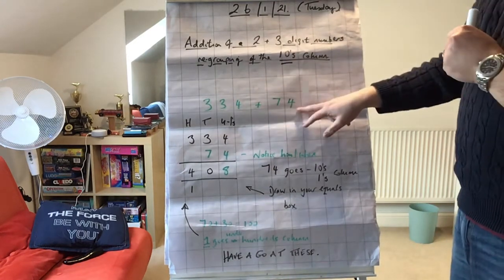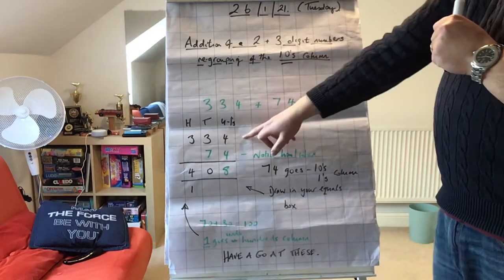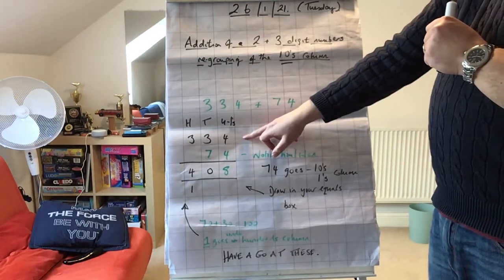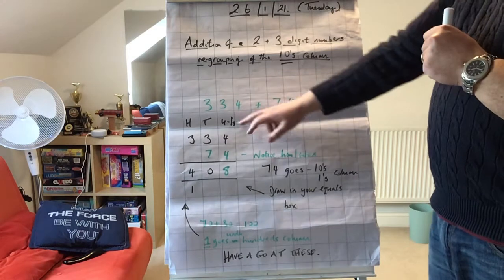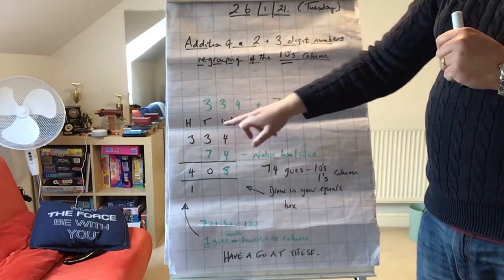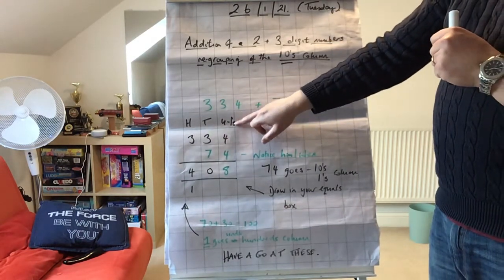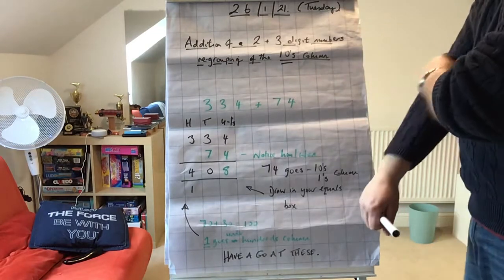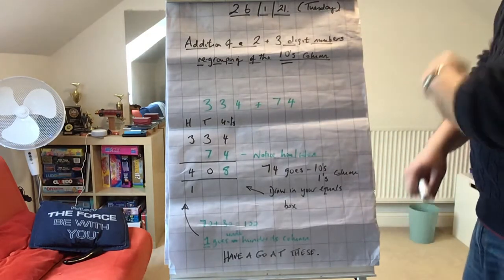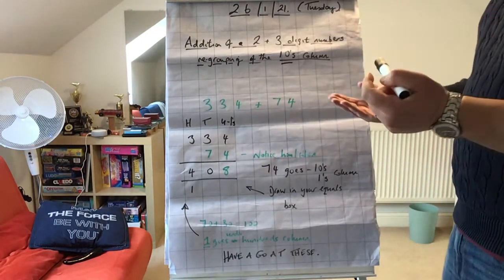A 3-digit number added to a 2-digit number. Turn it into a column addition sum, and you must do that. Don't try and add it up this way, okay? I've labelled my columns: hundreds, tens, units, ones column. That's exactly the same. The units and the ones are the same. We call them the ones now, just to make it easier. I put my numbers in, and then I'm going to add up, okay?